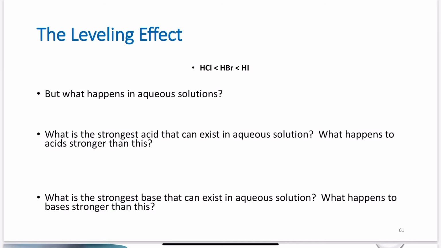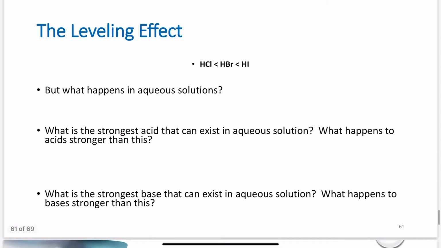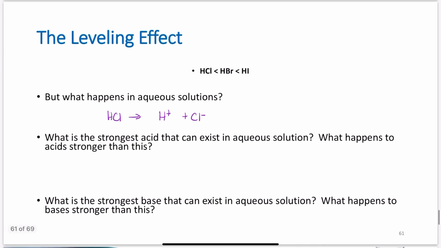The leveling effect happens. Basically, we've talked about when I put HCl in water, it immediately dissociates into H plus and Cl minus. But saying H plus is not quite correct. What's actually floating around is H3O plus. So this proton is scooped up by a water molecule to form hydronium ion. The strongest acid that can actually exist in solution is hydronium ion.